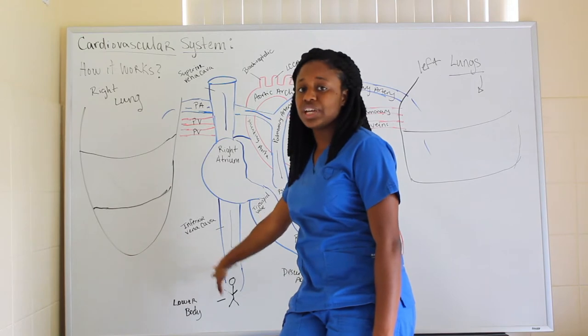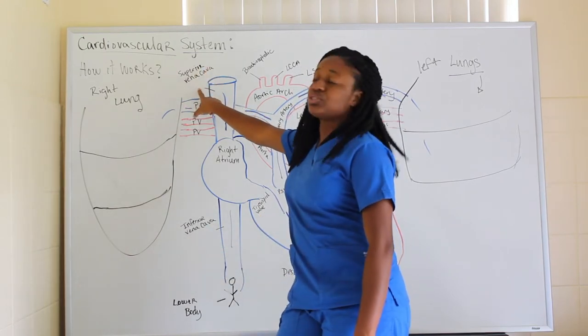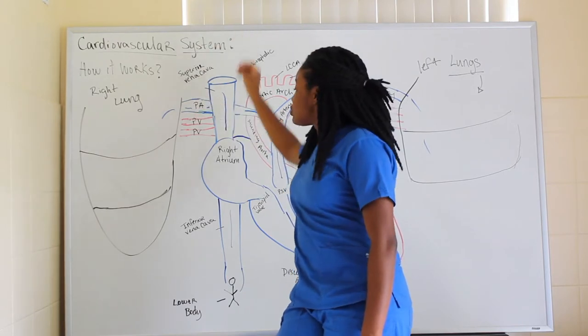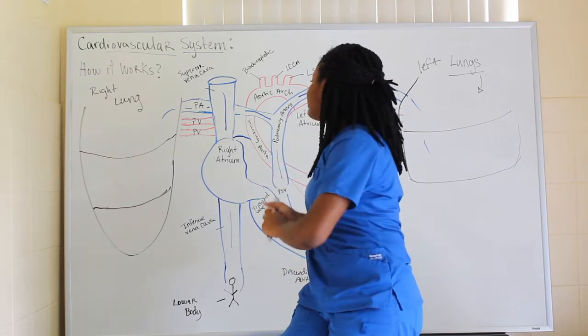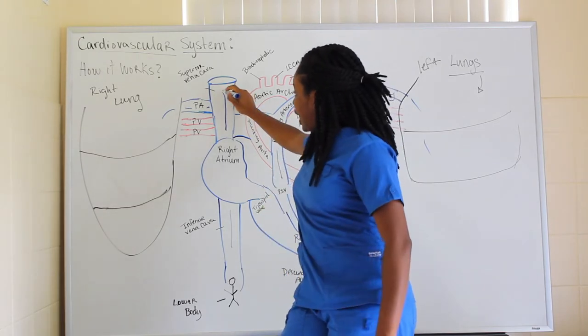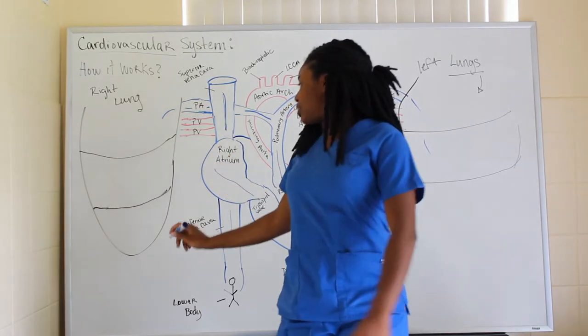My inferior vena cava is one of the biggest veins that I have in my body, right? And eventually it's going to dish out to the superior vena cava, and eventually it's going to go into the right atrium, okay? So with my blue marker here, I have the blood that's coming through the right atrium, right? So the blood is now in here.